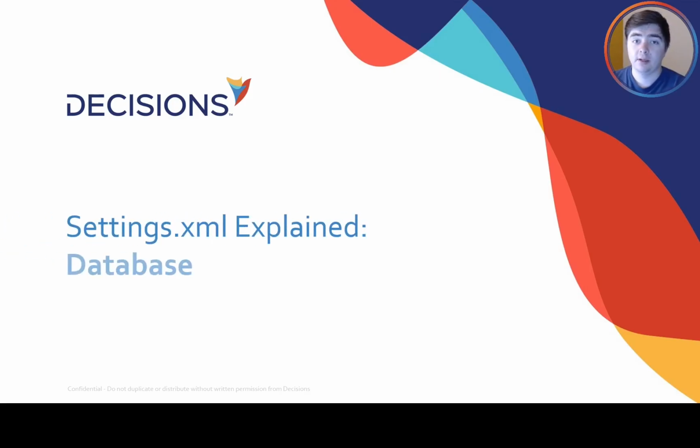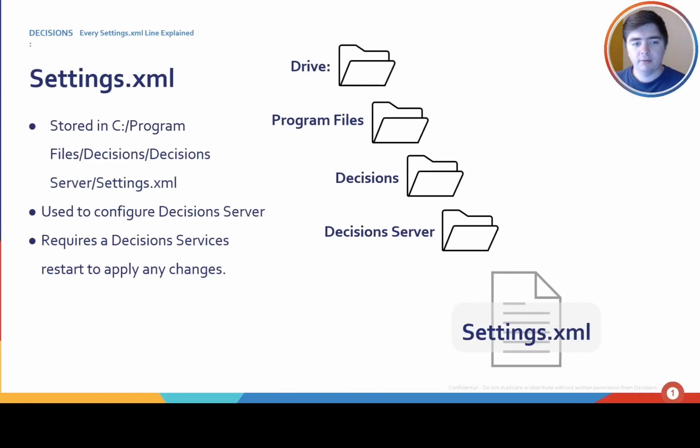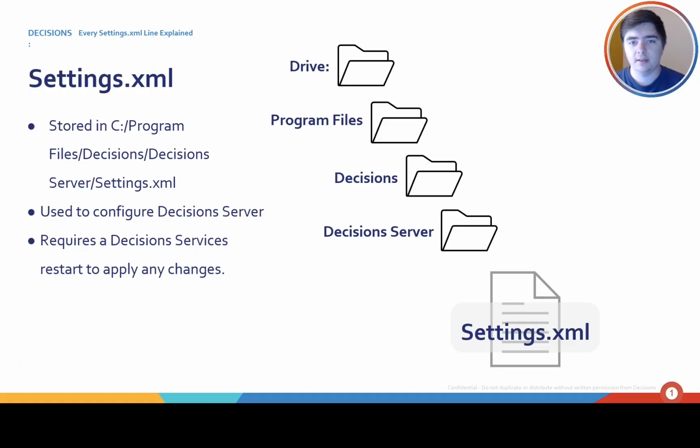We're going to be covering the different options that relate to the database connection that Decisions has with its database that can be altered in the Settings.Xml. As a quick refresher, you can find the Settings.Xml typically stored under your local drive, Program Files, Decisions, Decisions Server, and then you'll find the Settings.Xml document in there.